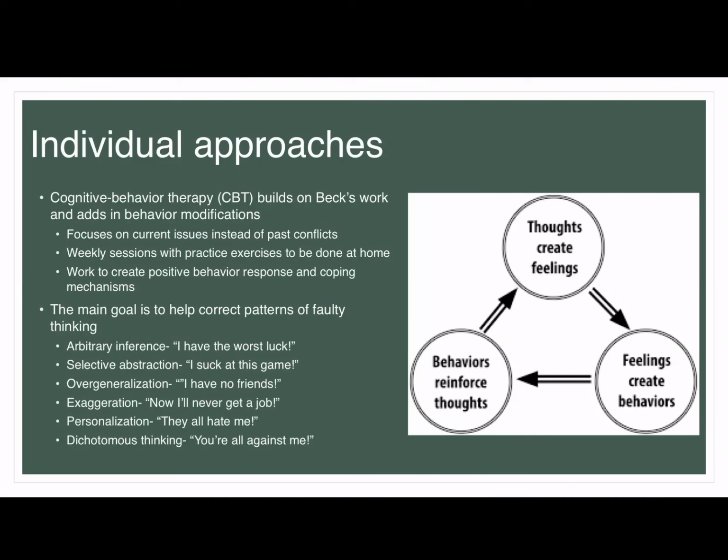All right, so what they find is that they will correct these negative thinking patterns. We have arbitrary inferences. Oh, I have the worst luck. People are out to get me. There's selective abstractions. Oh, I suck at this game. There are overgeneralizations of I have no friends, or an exaggeration that I'll never get a job. We tend to personalize things. They all hate me. Or dichotomous thinking. It's you're all against me. Right? We have these negative thought patterns, and the goal is to flip them, adjust them to be more positive. Because if I have a positive change in thoughts, that'll impact the behaviors that I have.